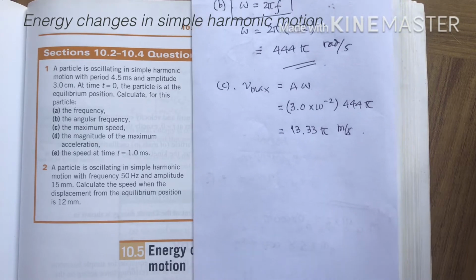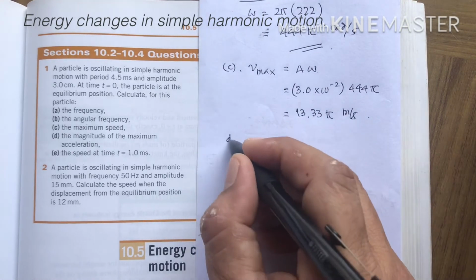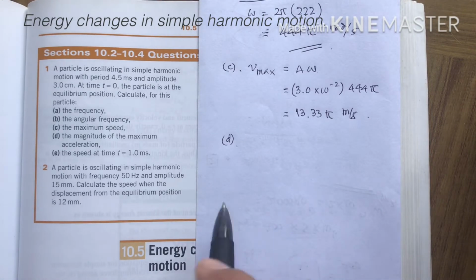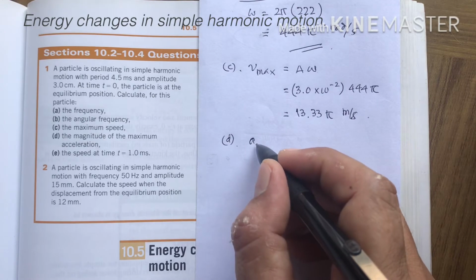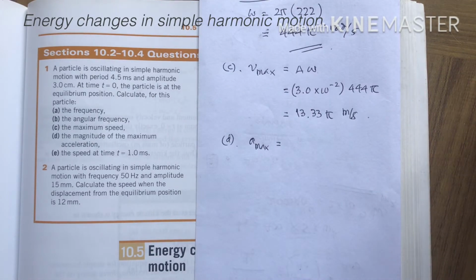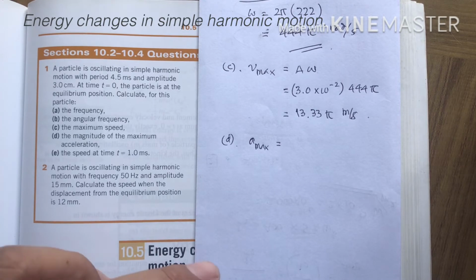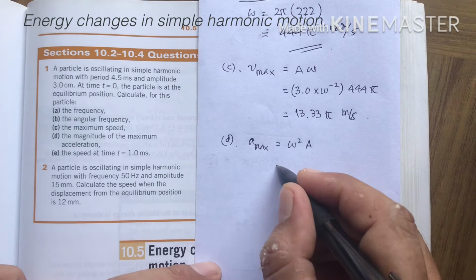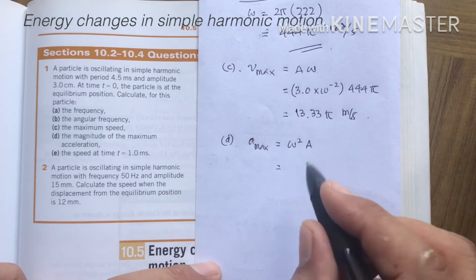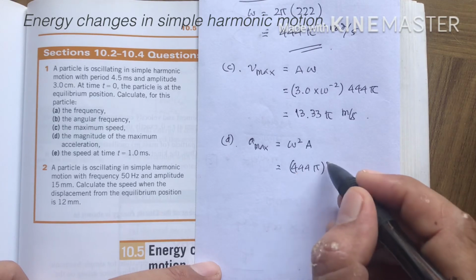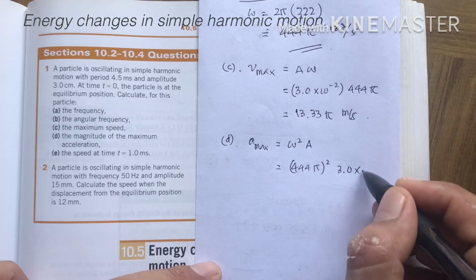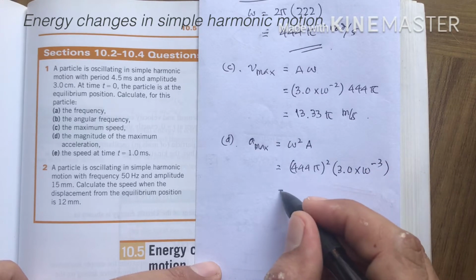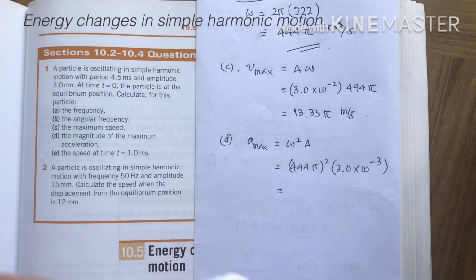Continue to the next question. The magnitude of the maximum acceleration, a max, is omega squared A. Omega is 444 pi squared, and then amplitude is 3.0 times 10 to the minus 3. We'll calculate this first.